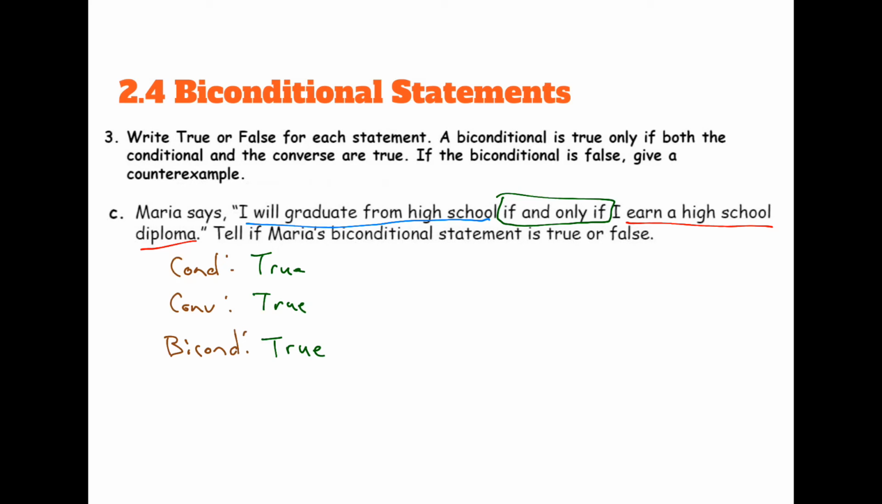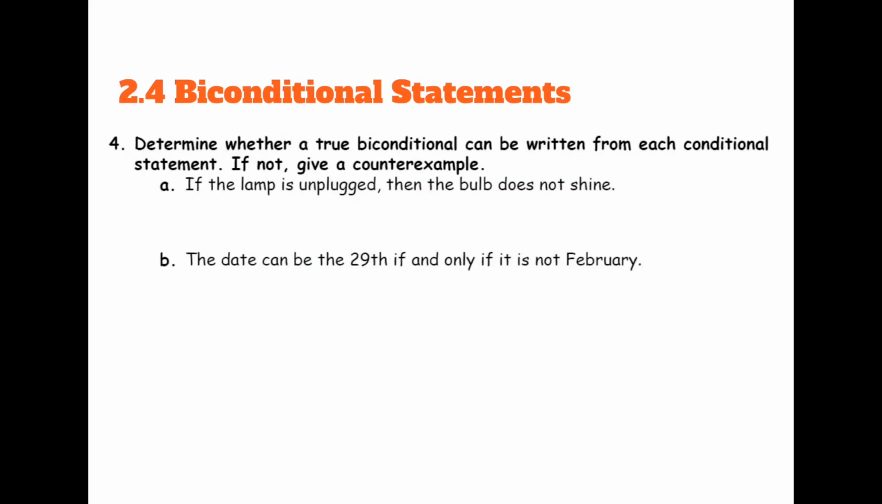Perfect. All right, moving on to question 4. Determine whether a true biconditional can be written from each conditional statement. If not, give a counterexample. So part A, if the lamp is unplugged, then the bulb does not shine. So if we look at our hypothesis here, the lamp is unplugged. Our conclusion, the bulb does not shine.